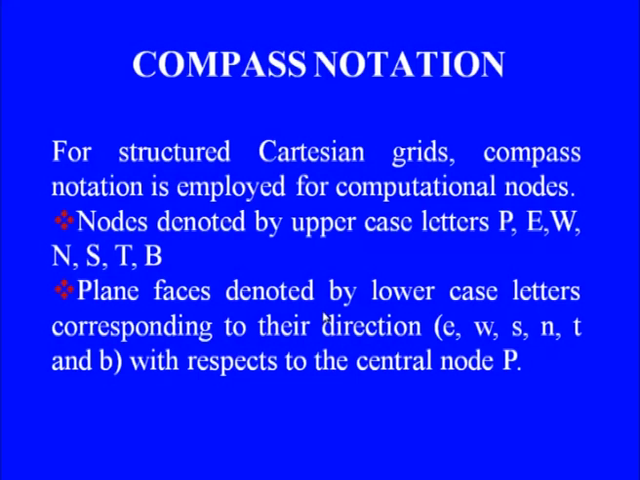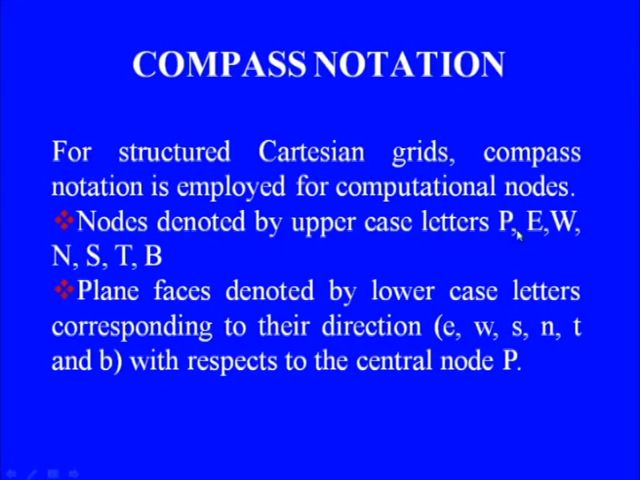Now, if you are dealing with structured grids in finite volume analysis, we also use a notation fairly similar to what we had already seen earlier in the case of the finite difference method. When we defined our computational molecule, we used what we called a compass notation. This compass notation can also be used for structured Cartesian finite volume grids. And in the case of finite volume formulation, we will have two sets of things which we need to look at carefully.